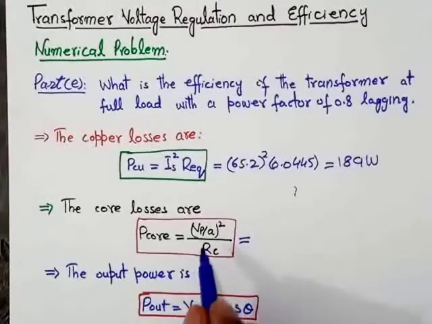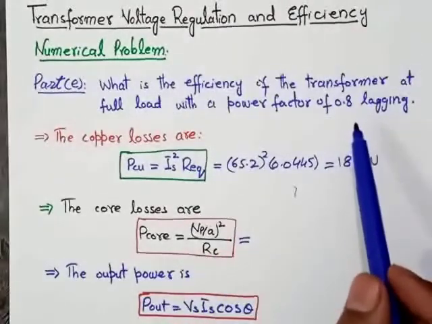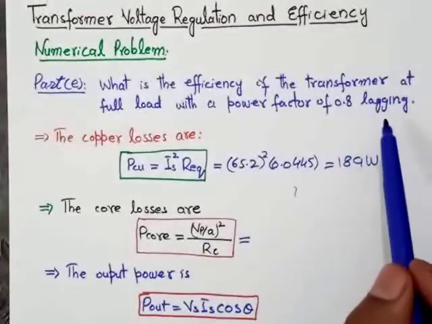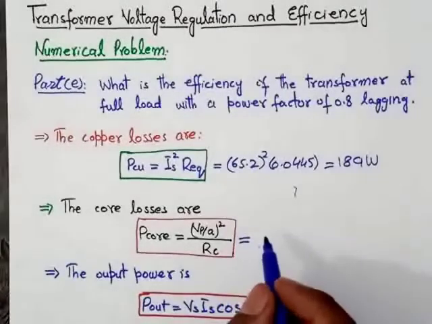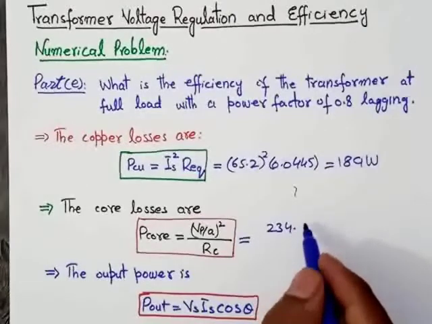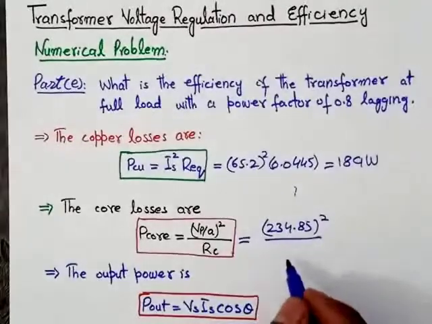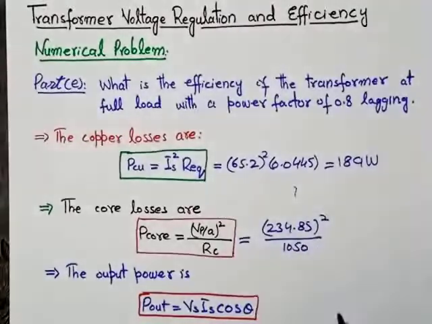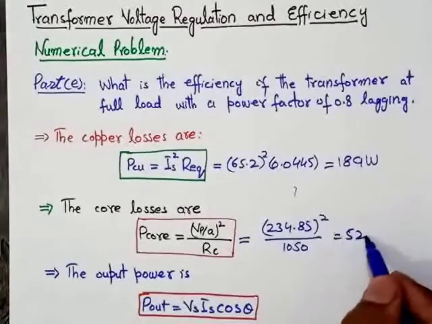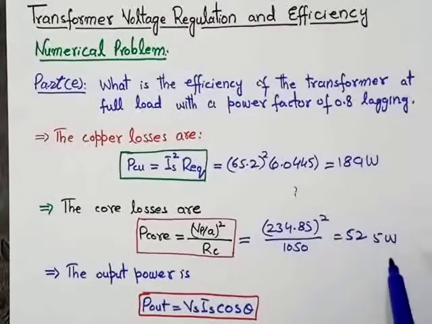Putting the value of Vp over A. Now the power factor is 0.8 lagging. As we have already calculated the value of Vp over A at 0.8 lagging power factor, the value was 234.85. So 234.85 squared divided by the value of Rc, which is 1050. After solving this, we get the answer 52.5 watts. So this is the core losses of the given transformer.